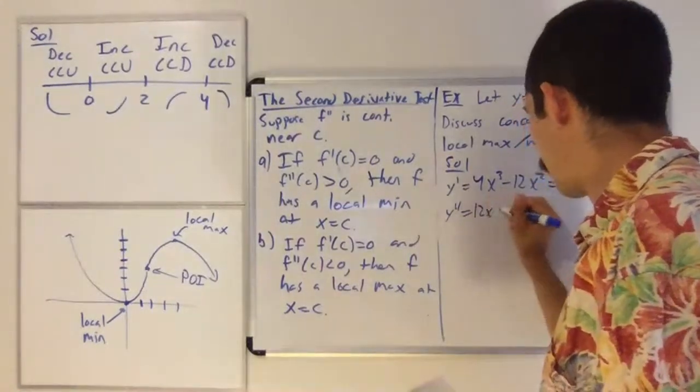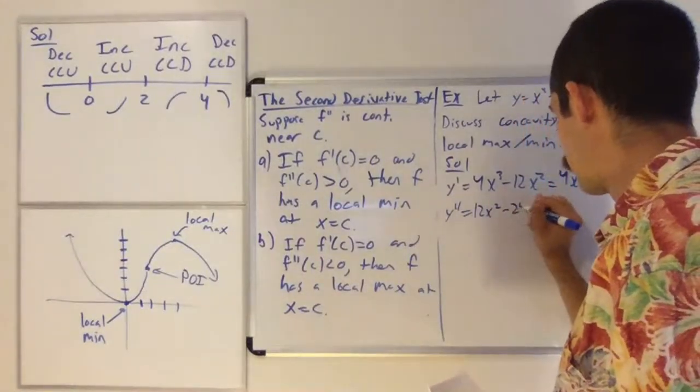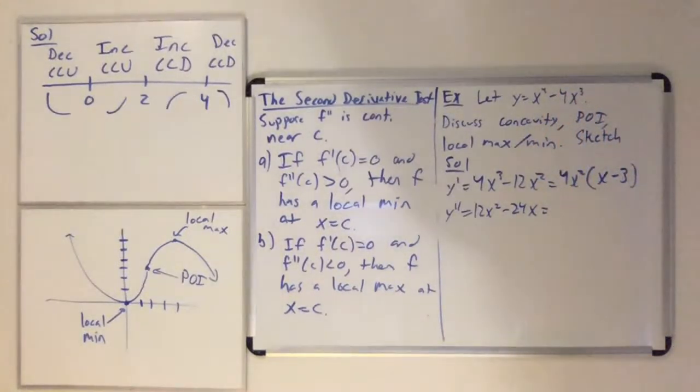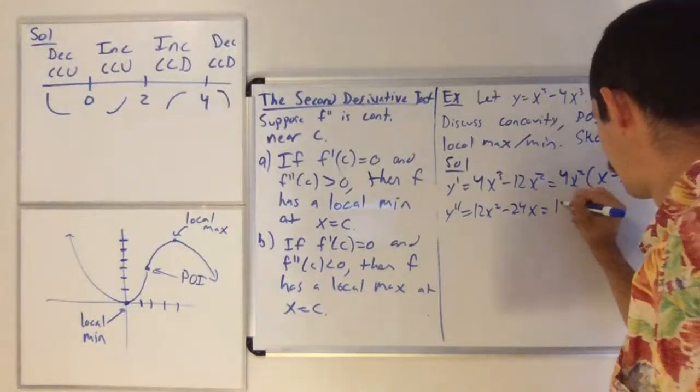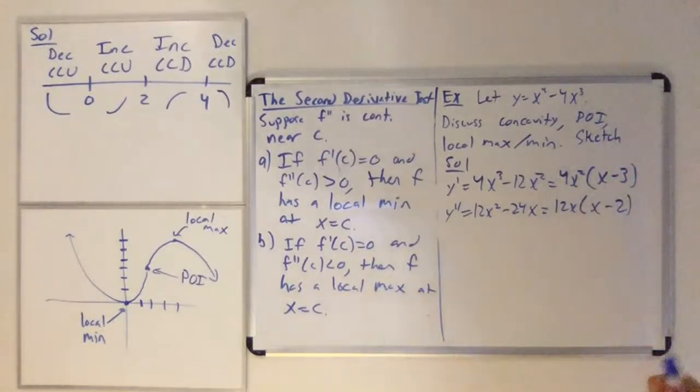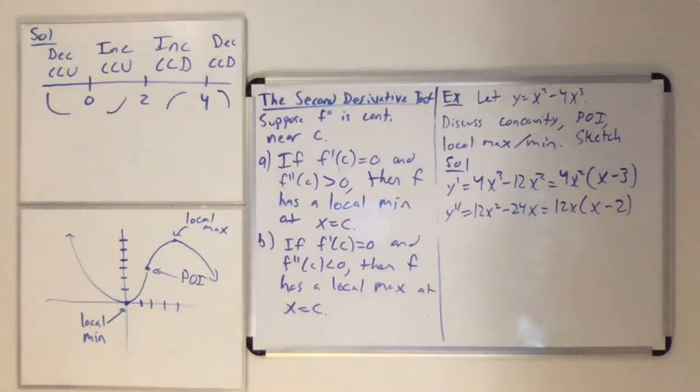Is 12x squared minus 24x. And again, we could factor this to 12x times x minus 2. And so let's find when they're equal to 0.